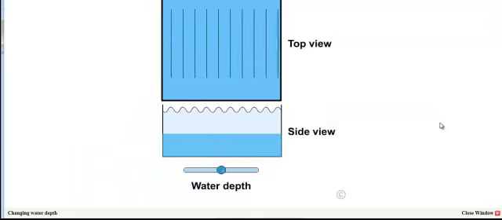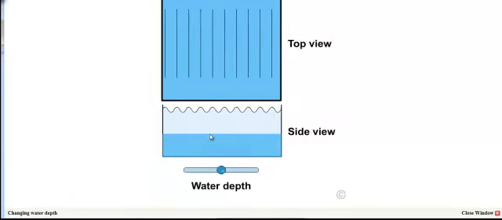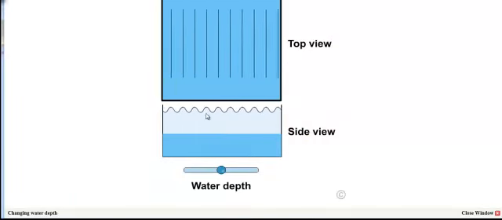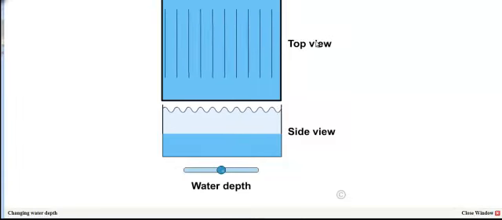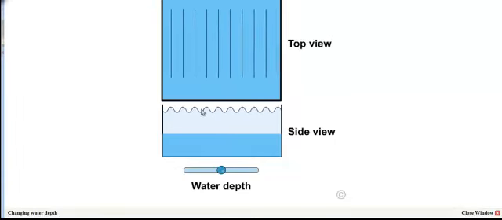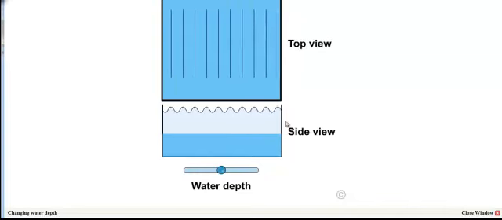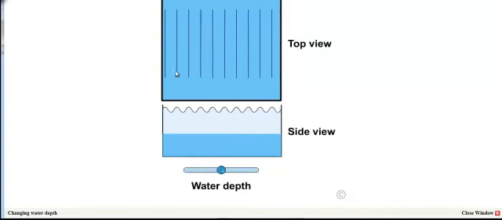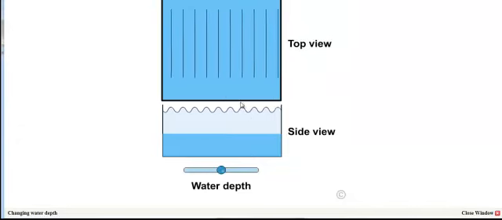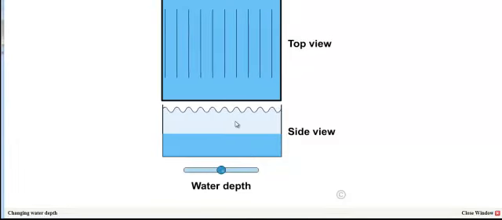Interesting thing here, the water depth is represented here by the light blue in this area. And we've got a top view and a side view, and you can see the crests and the troughs and how the wavelength is staying the same, the velocity is the same, basically everywhere along there, whether you're looking at the top. Each of those lines corresponds with the top of the crest.